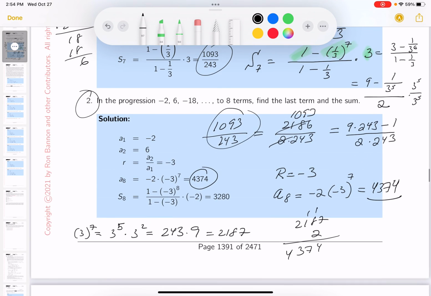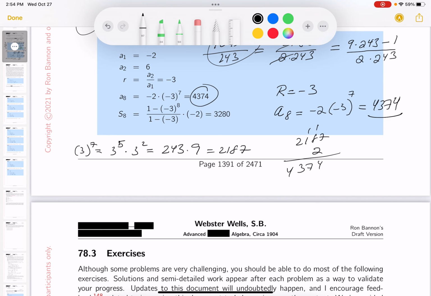Let's put down the next thing they asked for, the S8. And let's write this down. So it's going to be 1 minus R, which is -3. And then what do you get? You're going to get 1 minus -3 to the 8th power times A1, which is -2, right? I've got to do that arithmetic. And the bottom, what do you get? You get 1 minus a -3, which is 4. And then you get a -2 there.